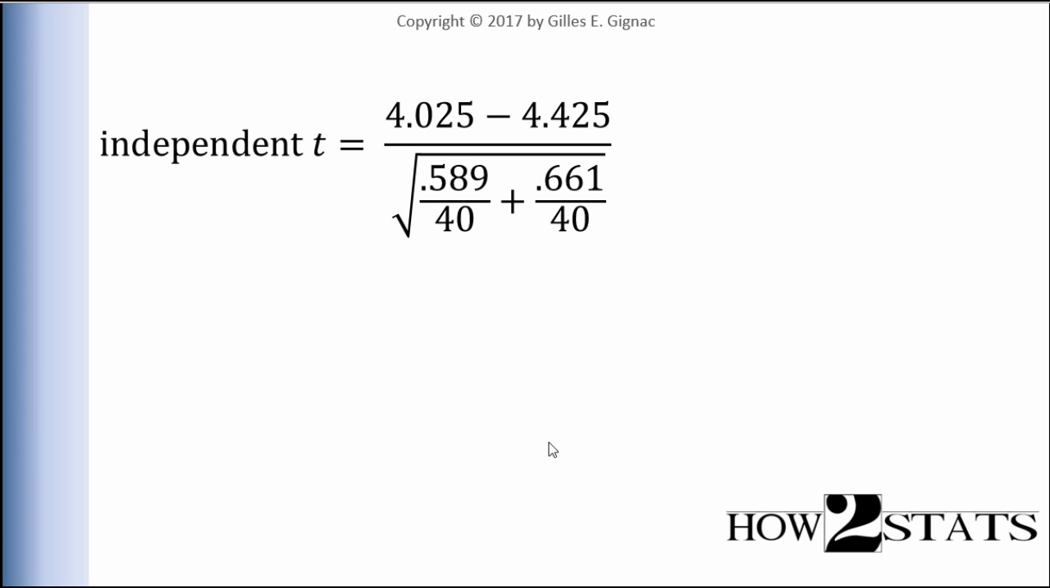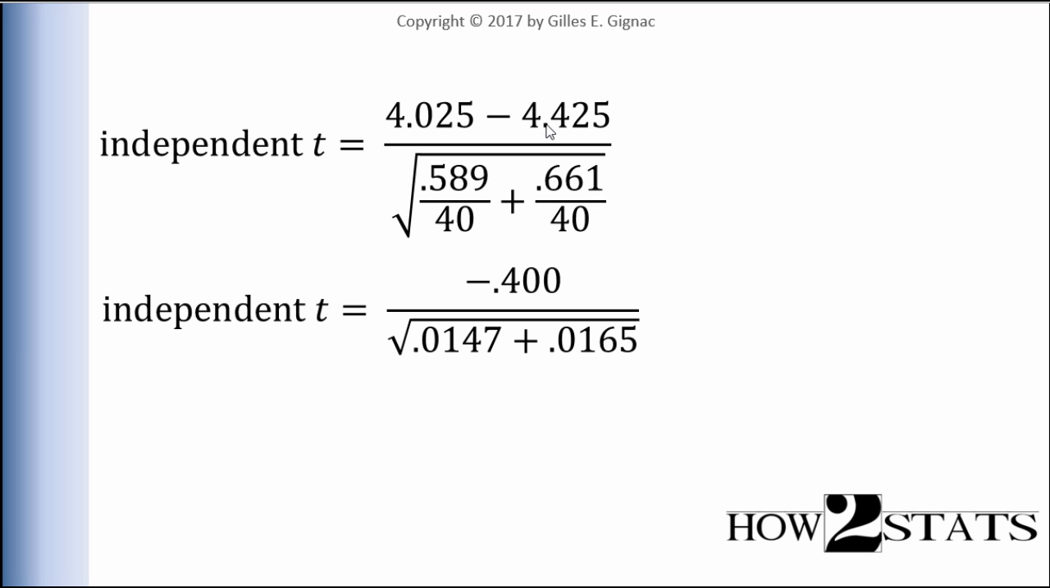So how did I apply that in the case of the perceived intelligence between people wearing glasses and people not? Well, here we've got the means in the numerator, 4.025 minus 4.425 for people who are wearing glasses, divided by the square root of the variance, 0.589, divided by the sample size of group 1, plus the variance of group 2 divided by the sample size of group 2, and it happened to be equal in this study. It can be unequal, but in this case, it's an equally sample sized study.